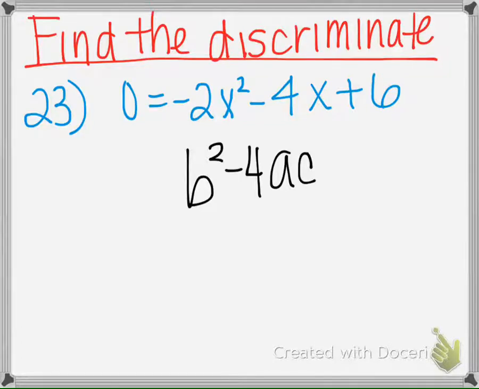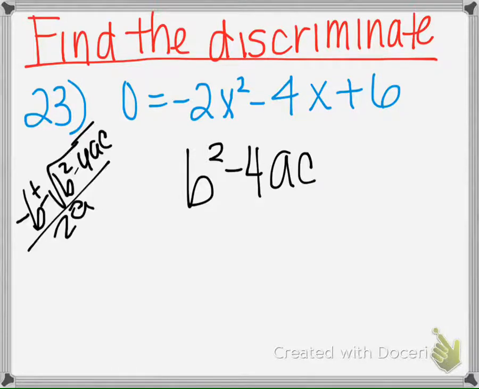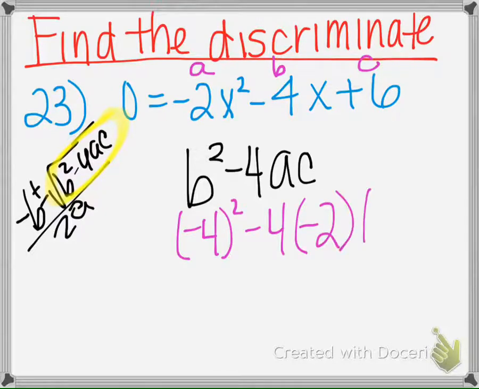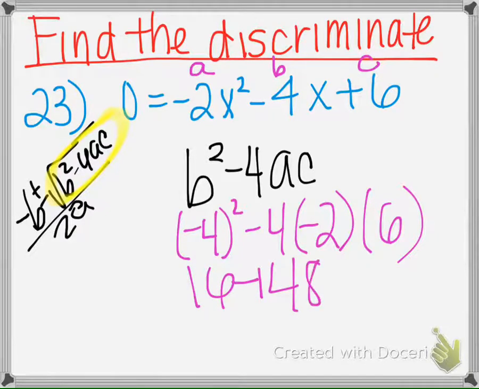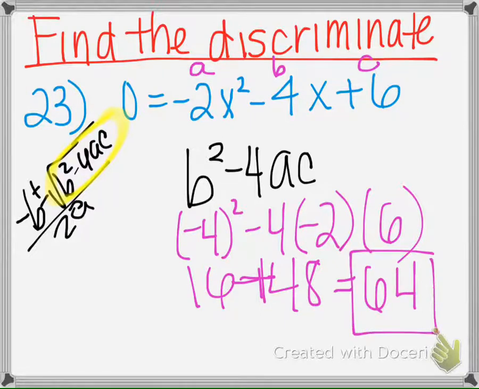So the discriminant is equal to b squared minus 4ac, which we know is part of the quadratic formula. It's the inside part here of the quadratic formula. So we're going to plug in our values. So -4 for b, -2 for a, and 6 for c. So when we do that, we get 64. So that is our discriminant.